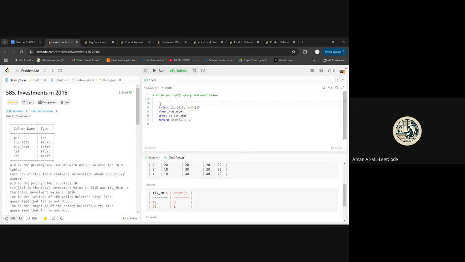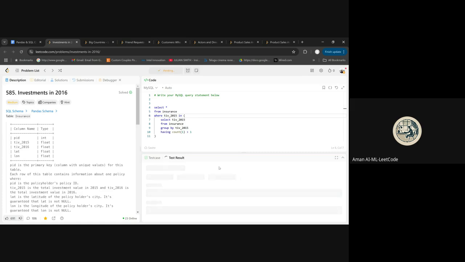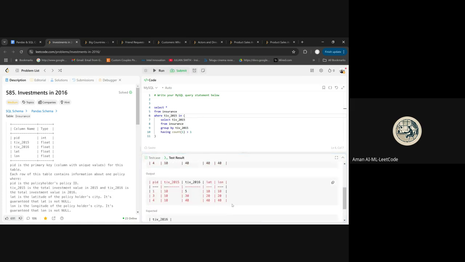All right. So once we get that 10, we have to say TIV 2015 has to be present in this. We don't need this count now because we are only interested in TIV 2015. Now let's just do the select star from insurance. Let's get this, where the condition is that first one. So we got these 3 rows now. That is the first condition that we solved.